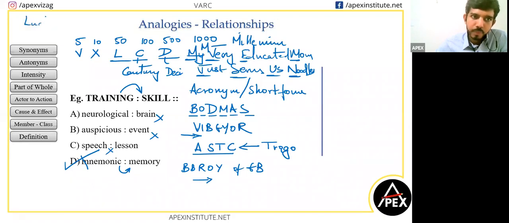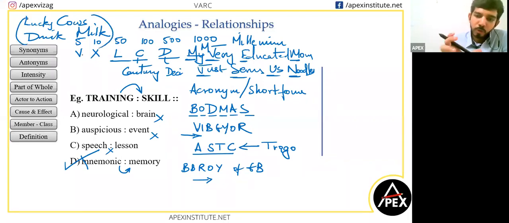LCDM. Can you use this mnemonic? Lucky cows drink milk. LCDM, 50, 100, 500, 1000. Okay, so this is called a mnemonic. A short form to remember something which is difficult to otherwise remember. Okay, so this is new for you.